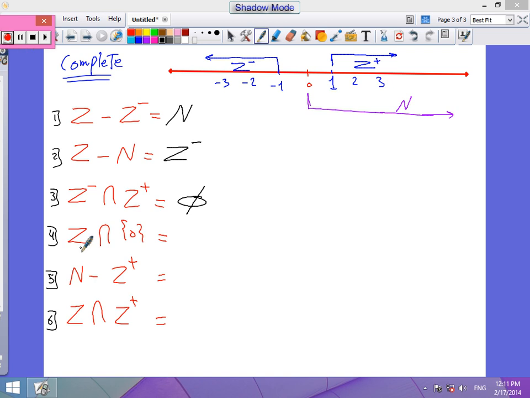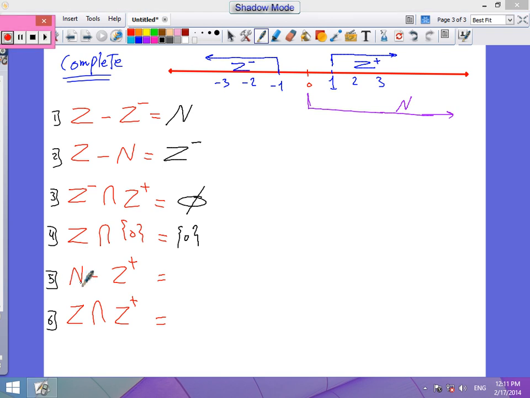Number 4, Z intersect 0. We know that the intersection is, as I said before, the common element. We know that 0 belongs to Z, all of the number line. We have here 0 belonging to this set. Then the result will be also 0 because the set of 0 is a subset of Z.